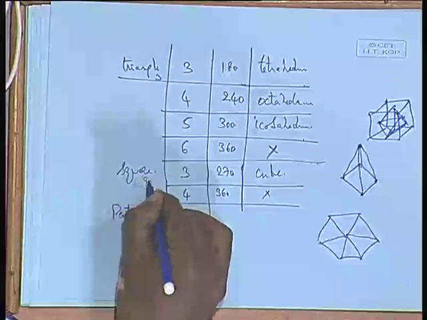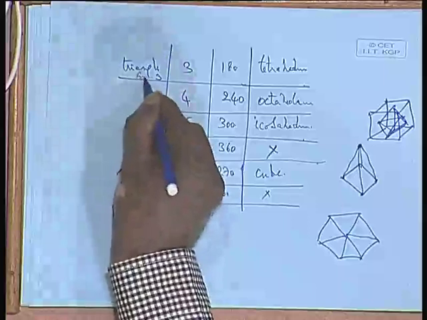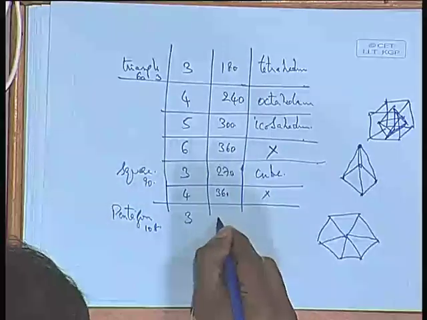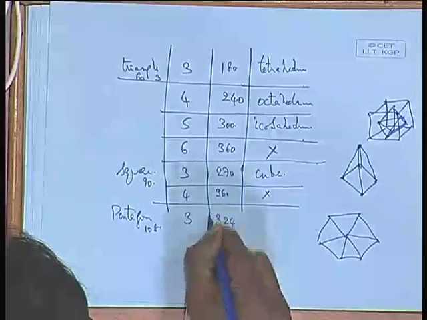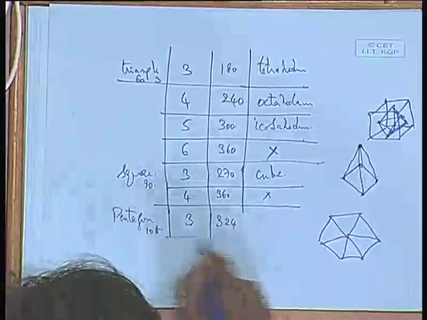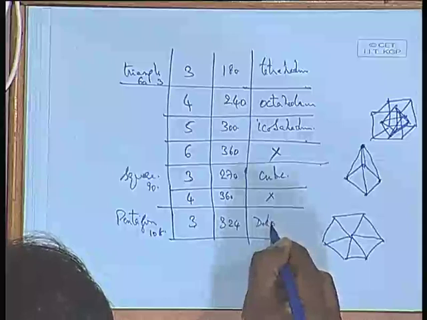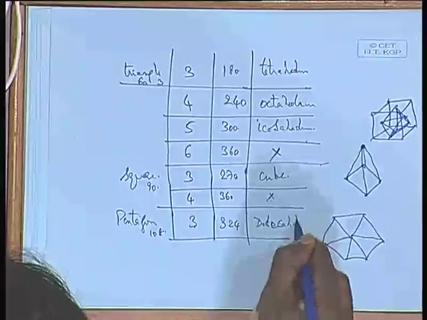108. This square is 90. Okay. With 108, imagine three regular pentagons meeting at a point, it becomes 324. And that is the dodecahedron, and that is it, we have finished. We cannot have any more. If you can imagine 4 pentagons meeting, it would cross 360. So obviously, it is not feasible.